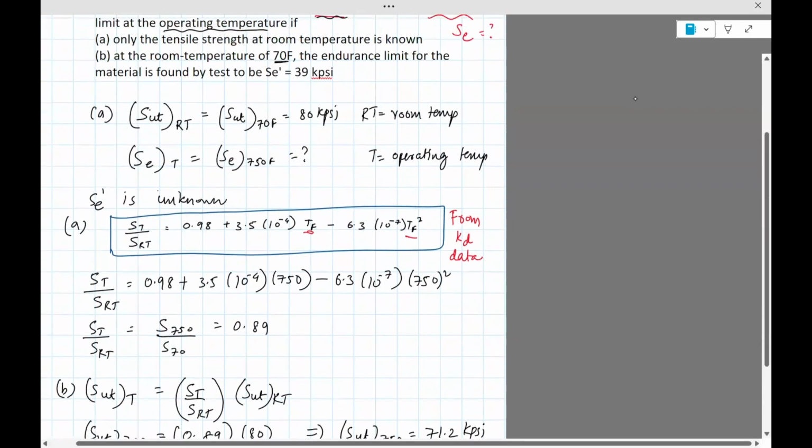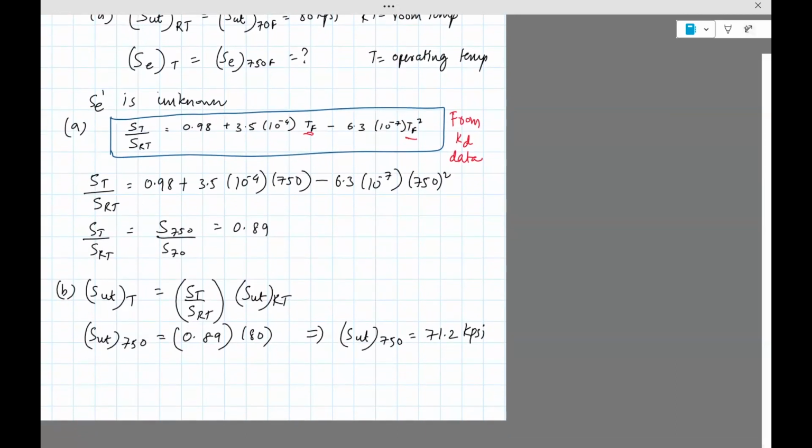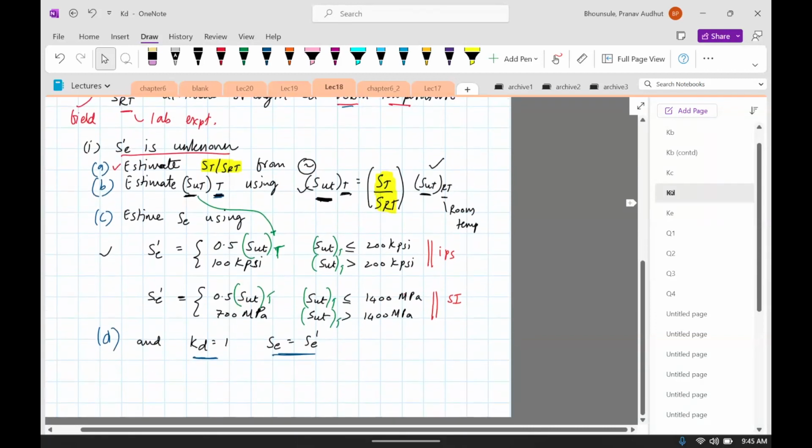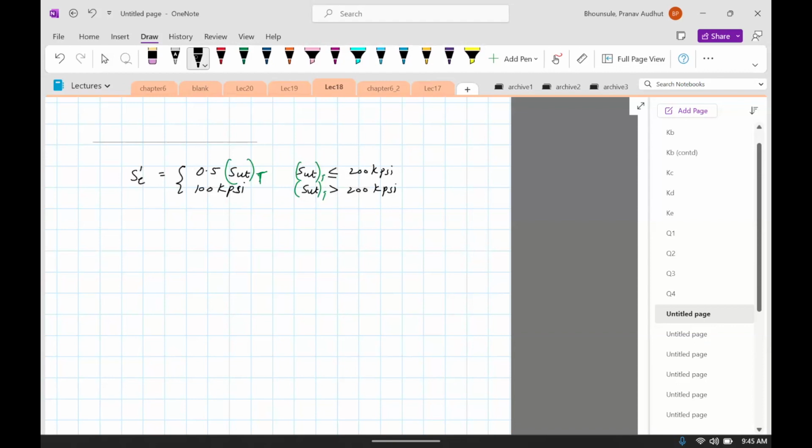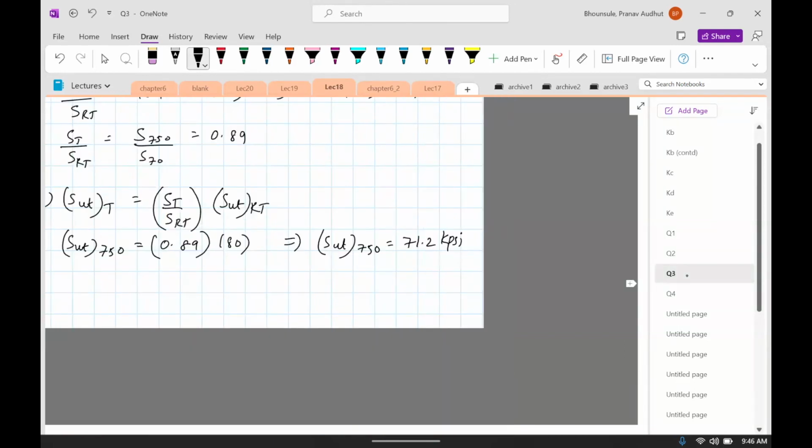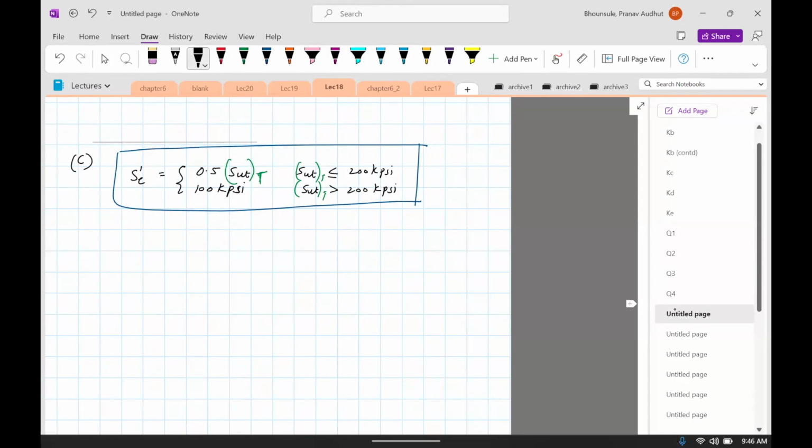Okay, and then the final step is to actually compute the endurance limit. For that, we go back to KD and notice that you can estimate SE prime using either of these two formulas. Here we're dealing with kpsi, so we'll use this table. So I just copy it down. This is part C, and this is our formula. What we know here is that SUT at 750 is 71.2 kpsi. We notice that 71.2 is less than 200 kpsi.